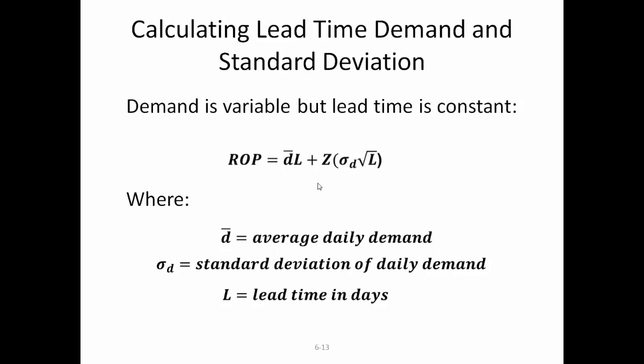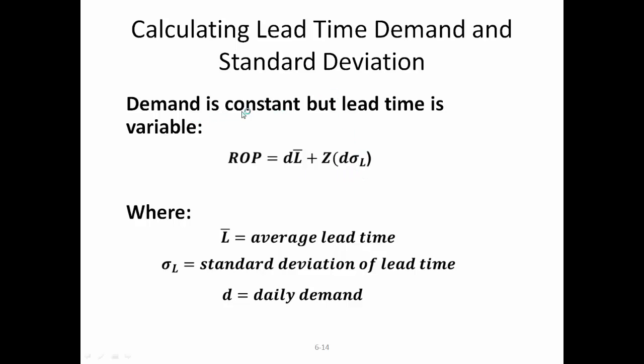So our first situation, when demand is variable and lead time is constant, our reorder point is going to be the average demand times the lead time plus z times the standard deviation of that average demand times the square root of the lead time in days. So in this case, we're going to get z from our table that we saw earlier. We're going to know what L is. We're going to know our average demand rate, and we're going to be given the standard deviation. We're going to be given all these pieces to the puzzle, and from this point we can compute our reorder point.